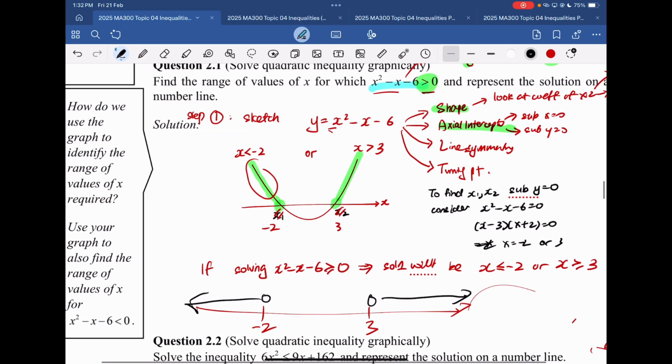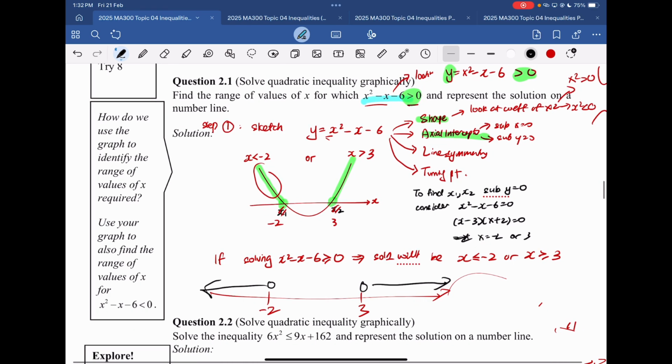So just help me to look at question 2.1 here. I believe you all are copying. If you are copying, I'll pause a while.